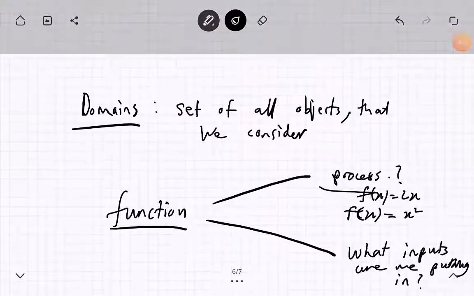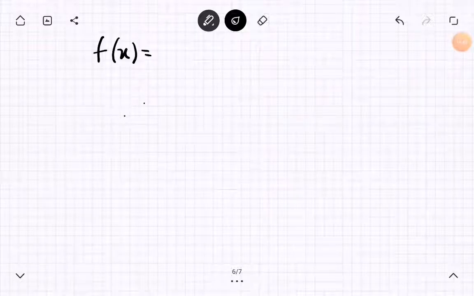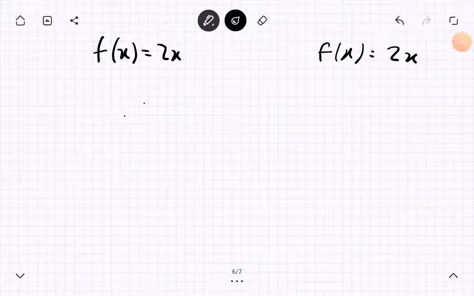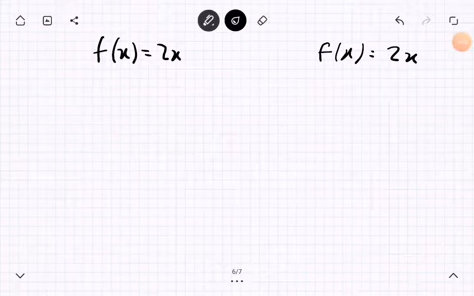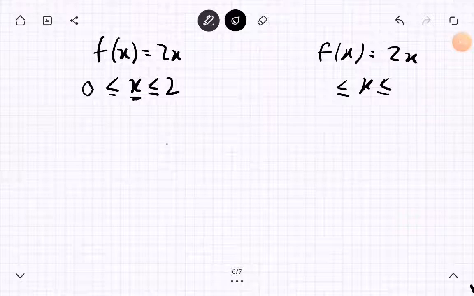I'm not going to go too much into the intuition. If you want a separate explanation, I can provide it in a different video. Let me give you an example though. I'll show you two functions that have the same process. It's both f(x) equals 2x, it's just multiplying by 2. It's a linear function, but in the first case the domain is anything between 0 and 2. So we are taking all the objects x that are between 0 and 2. In the second case, we are taking all the objects that are between 3 and 6.